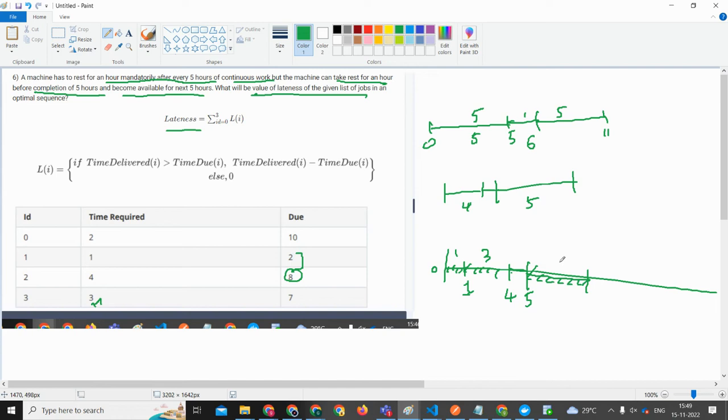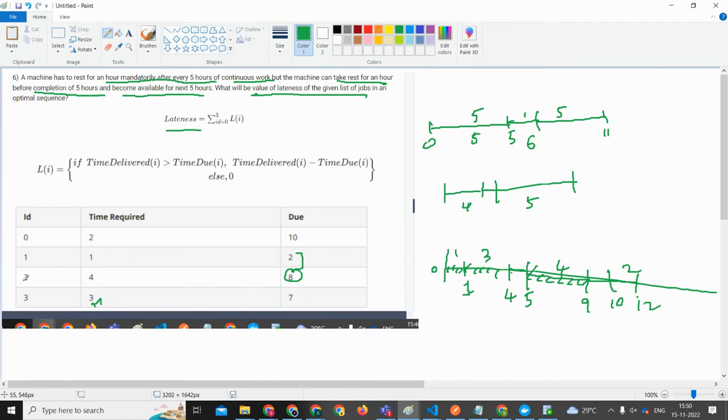So work for the next 4 hours, and then it's going to be 9, and then take rest for 1 hour, which is 10, right? And then after 10, you work for 2 hours, which is 12. So am I right here, or am I going wrong?